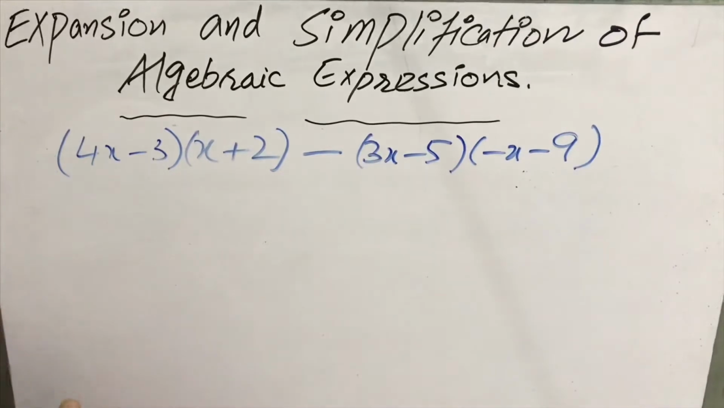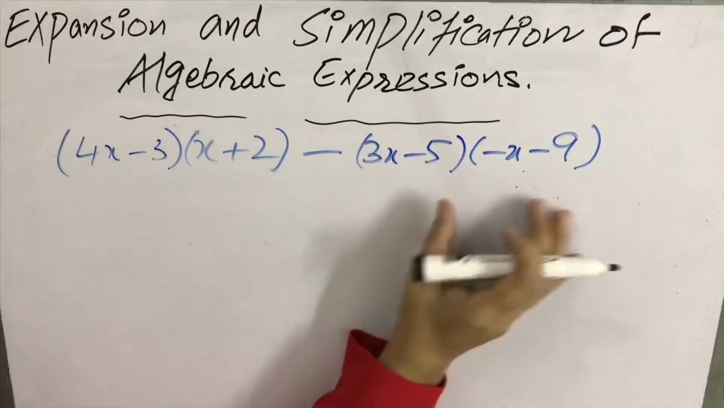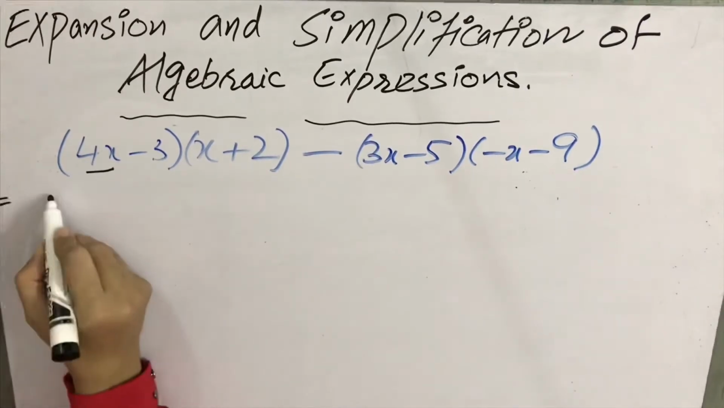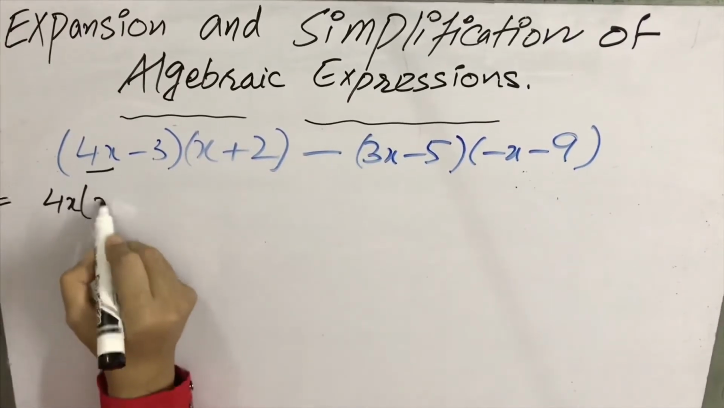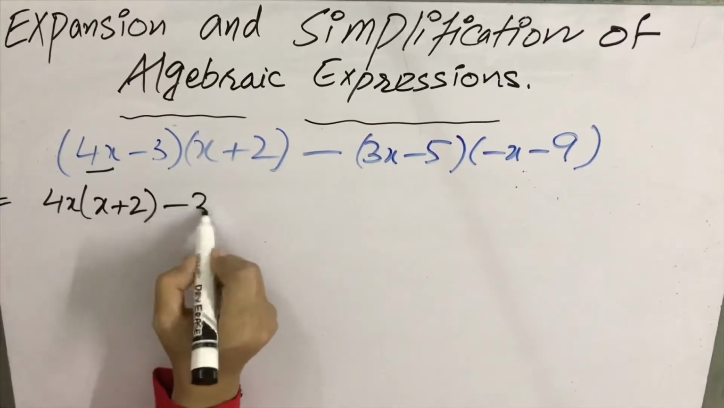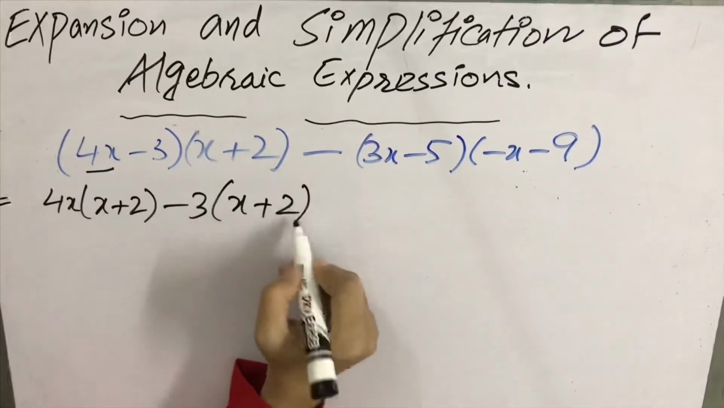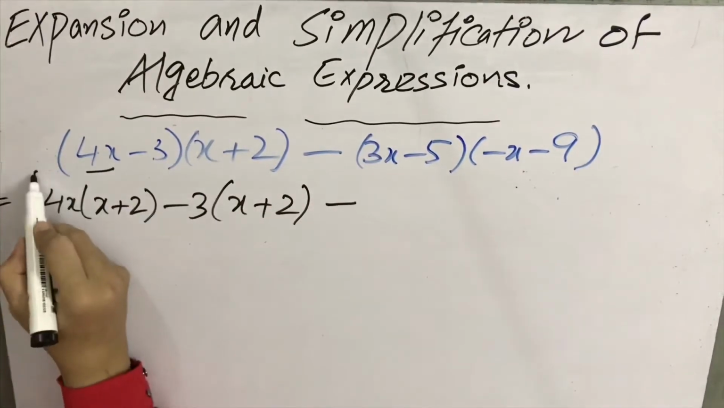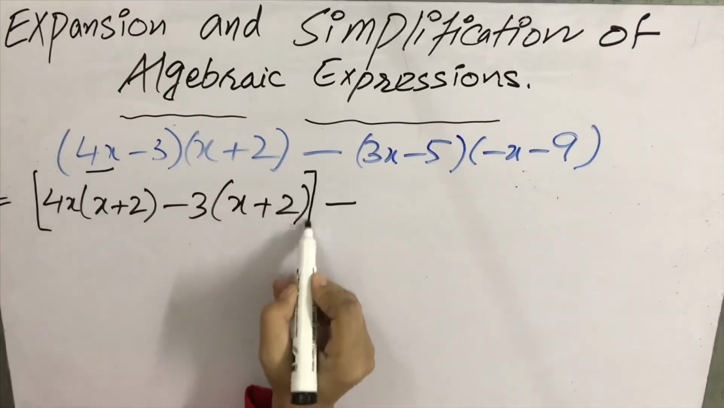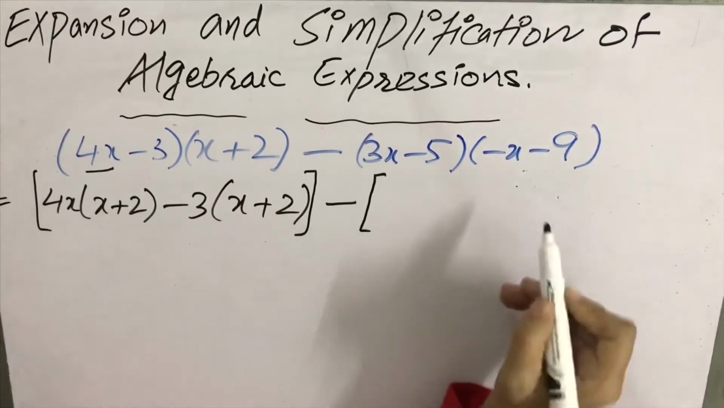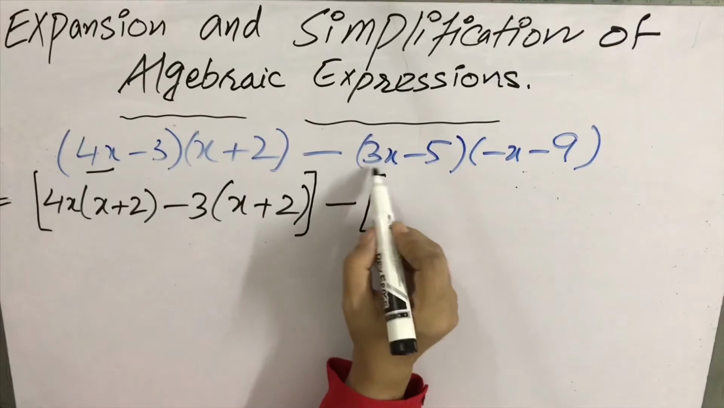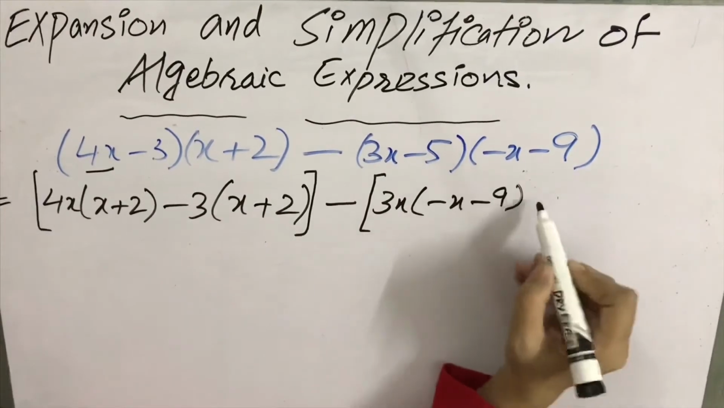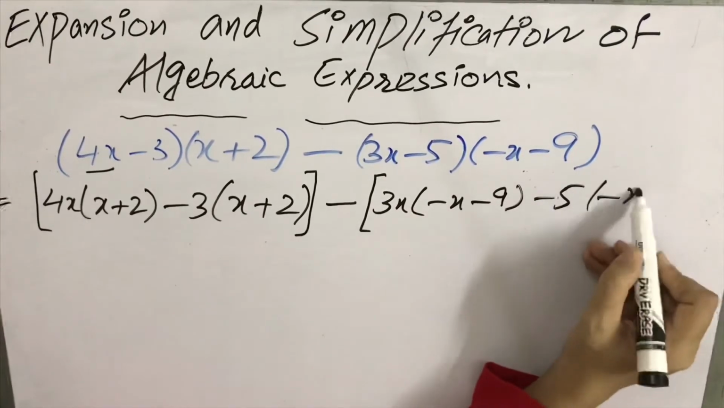First of all, we shall solve these two pairs and then we shall subtract. So when I expand it, I shall write 4x bracket x plus 2 minus 3 bracket x plus 2. Now when I have to open it, to differentiate between these two pairs, I will use another pair of brackets, that is bar brackets or square brackets. I start with 3x bracket minus x minus 9 minus 5 bracket minus x minus 9.